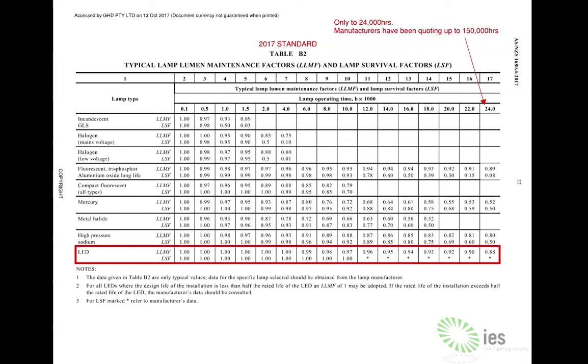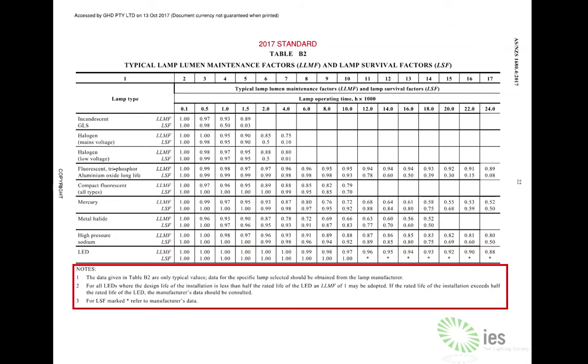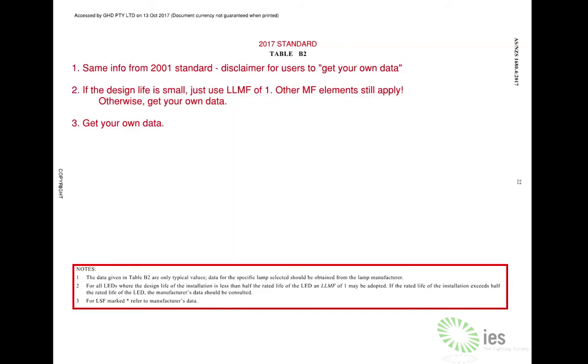But then we'd start going into multiple pages, perhaps. I'm not sure. But thankfully, there's some data down the bottom that clarifies it. And I've summarised that for us today. Point 1 is get your own data. Point number 2 is if it's really small, use 1. Otherwise, get your own data. And point number 3 is get your own data.